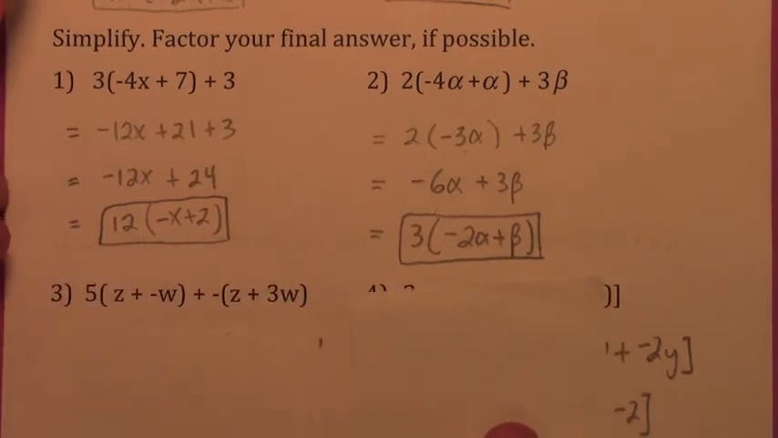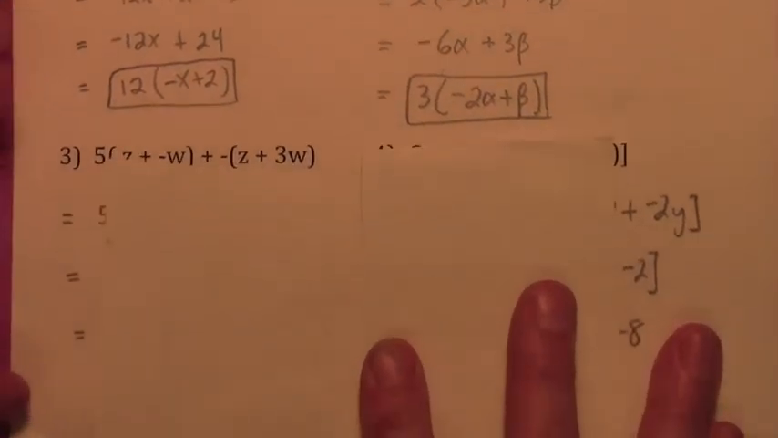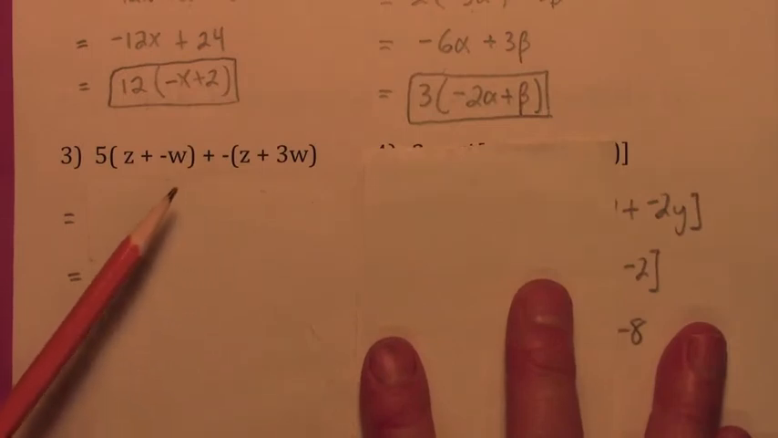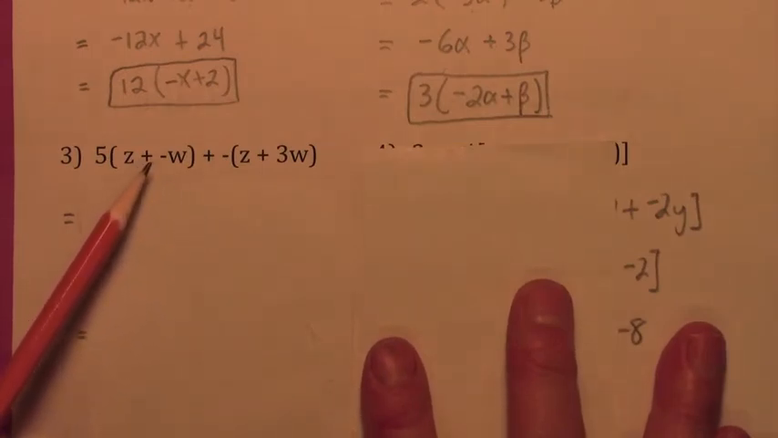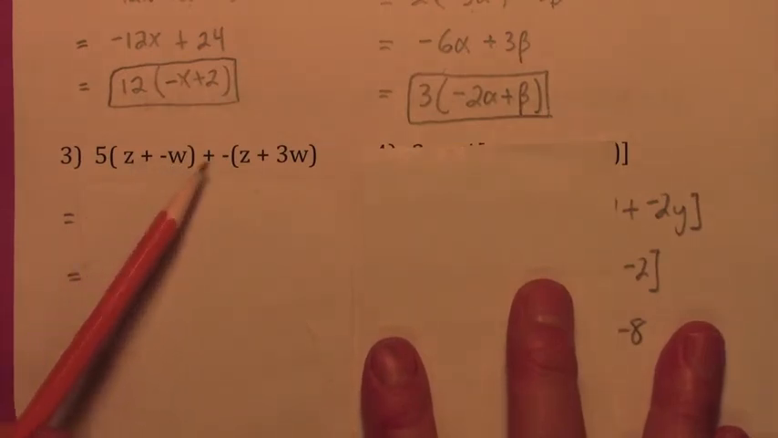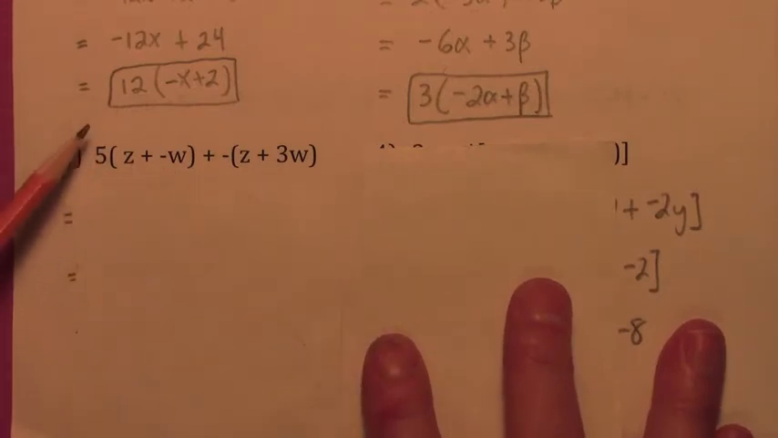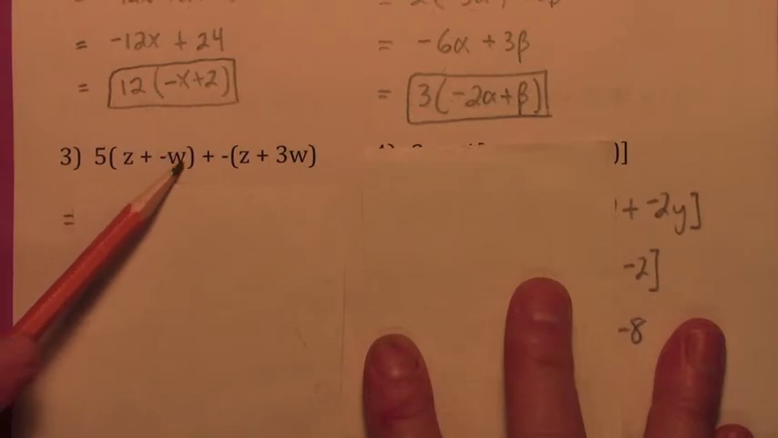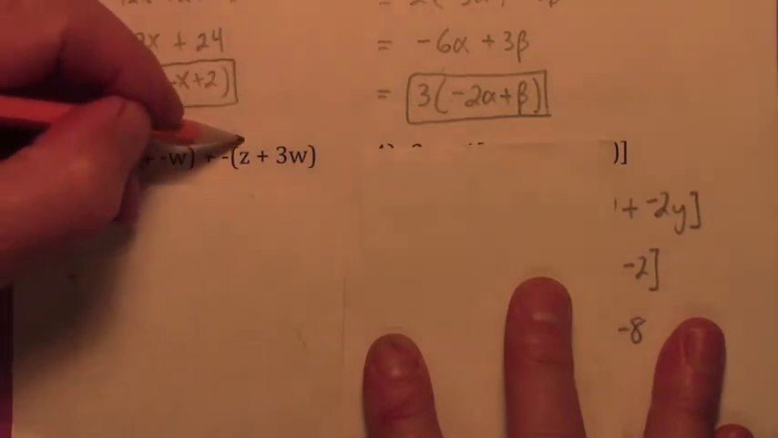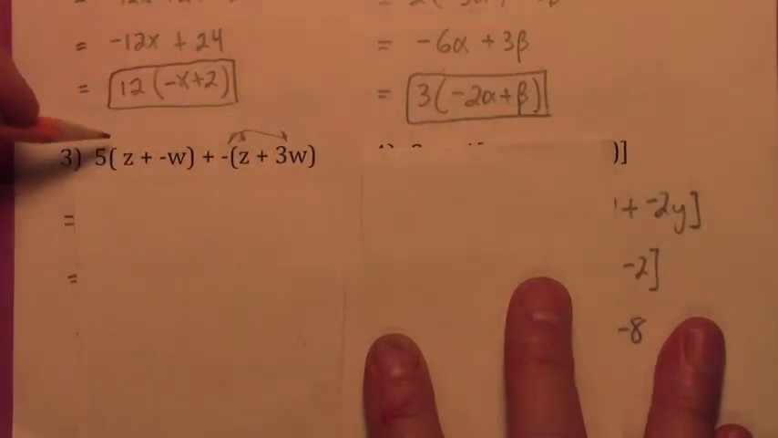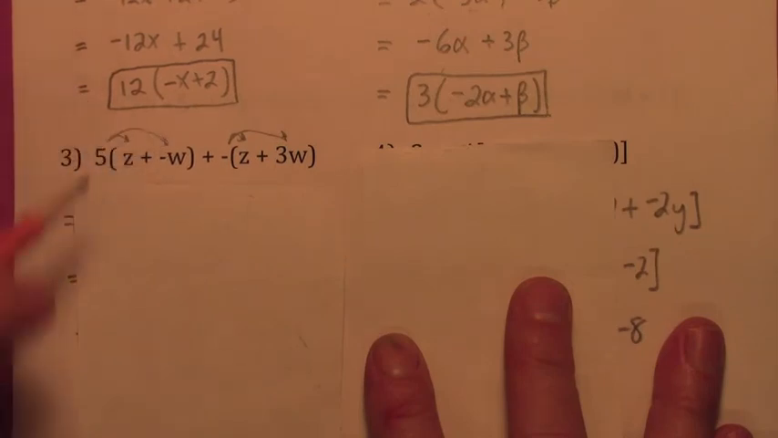A couple more, then I'll give you some to practice. How about that? So to simplify and factor your final answer, we work inside the innermost parentheses. Can you combine those or those? No. So the first step we're going to do is multiply these out. We're going to use the distributive law here. And here, remember, this is a negative 1. So the negative 1 has to multiply each term just like the 5 does here.